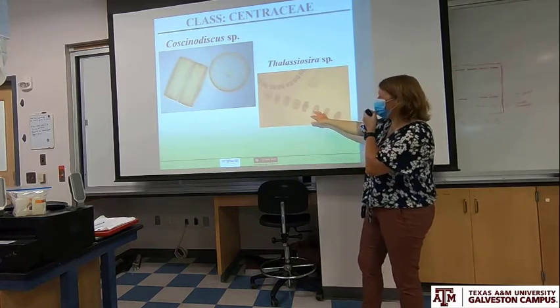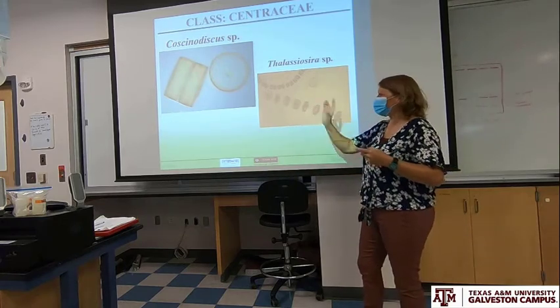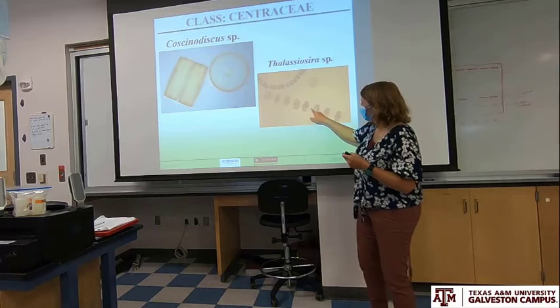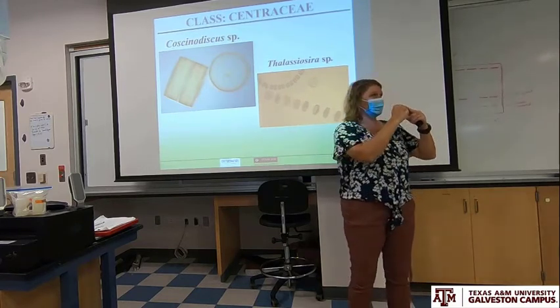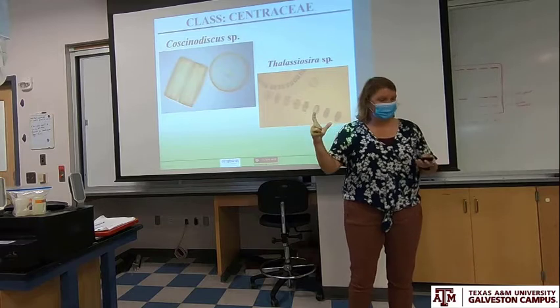The Thalassiocyra make chains. So there are these small discs, but then they have a little silica spine, or a little spicule, that connects the cells so they can actually form these chains.